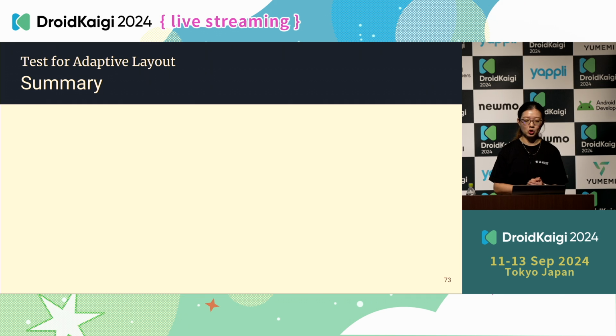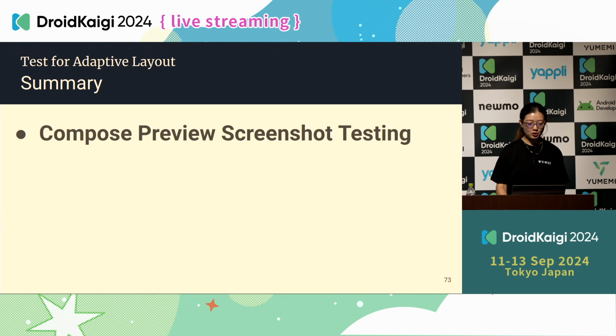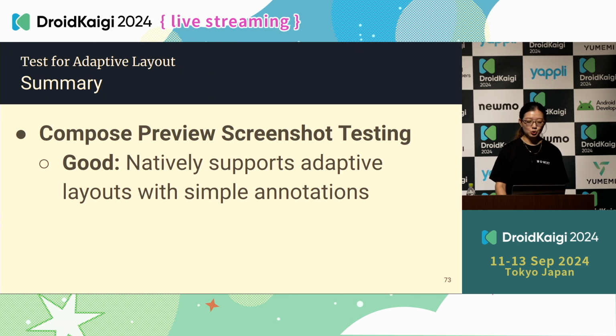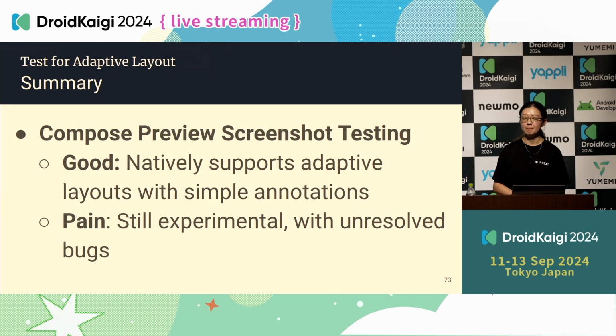To summarize our discussion on adaptive layout, firstly, for CPST, the good point is that it natively supports annotations, which makes the test very simple. However, as we have seen, the pain point remains because it's still in the experimental stage with unresolved bugs.